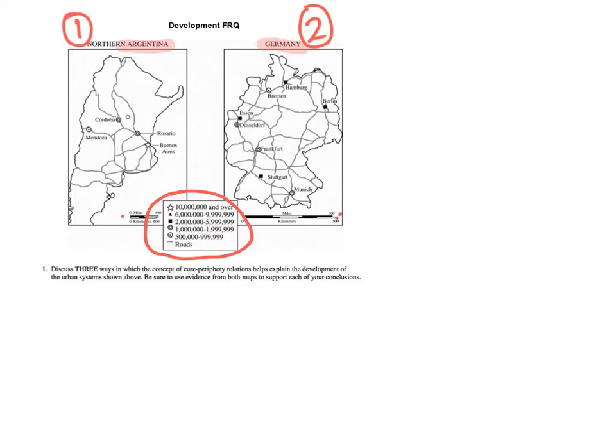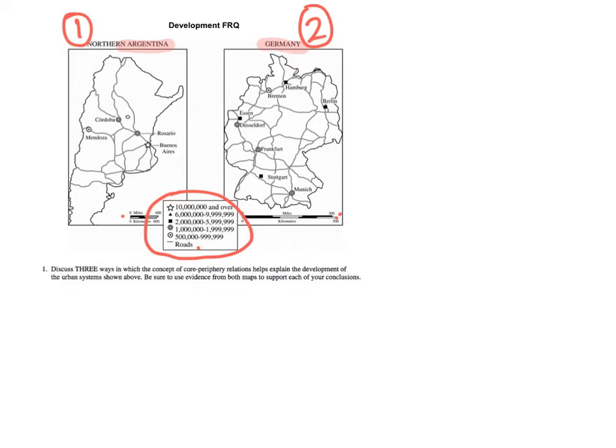And I also learn that the lines on the two maps are roads, okay? And as I'm looking at both the maps, I notice that the roadways in Germany seem much more extensive than the roadways in Argentina, okay? Now, this is all information that I have gleaned from what's offered to me before I even get to the question, okay?